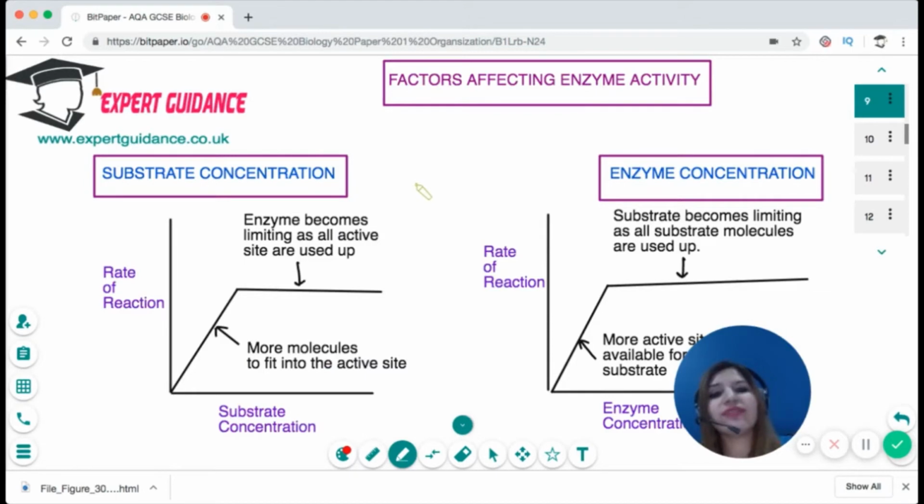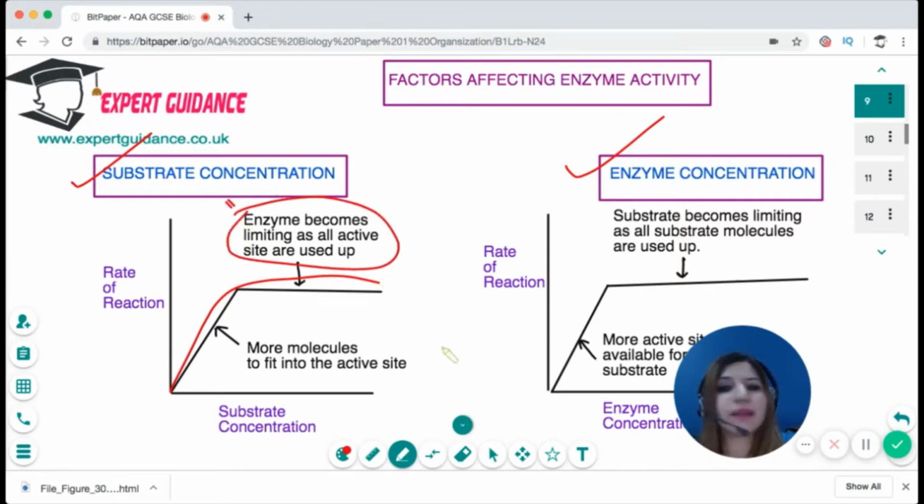Now, what are the factors that affect the enzyme activity? Temperature and pH are one. We'll be discussing that. But the substrate concentration and enzyme concentration also affect the rate of reaction. As we increase the substrate concentration, there'll be more molecules to bind with the active site. Therefore, the rate will increase at the start, but after that it levels off because all the enzyme active sites will be used up, and then enzymes will become a limiting factor.